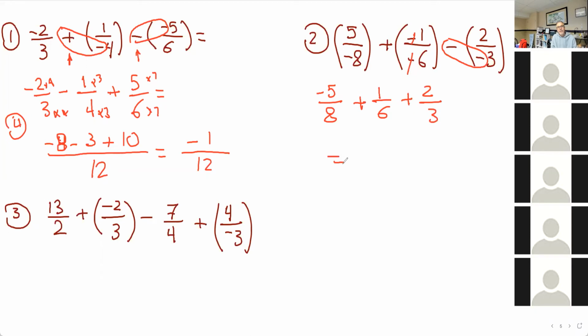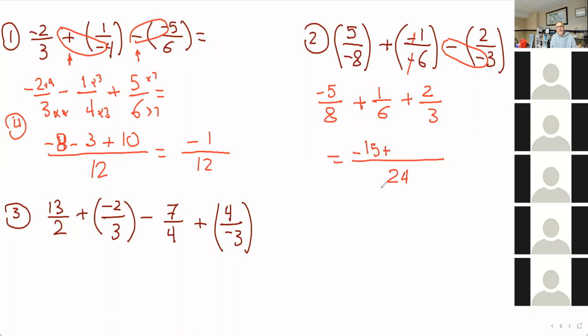The common denominator here, 3 and 6 don't go into 8. So the next multiple is 16. None of them go. The next multiple is 24. Yeah, 6 and 3 go into 24. So my common denominator is 24. 24 divided by 8 is 3. 3 is what I multiply to the -5. I get -15.